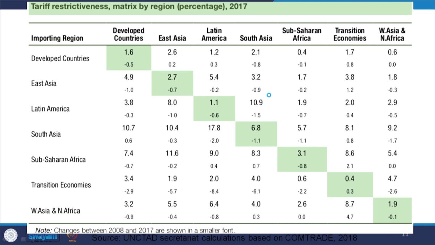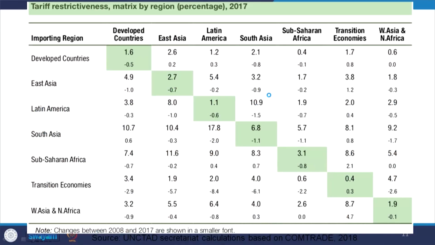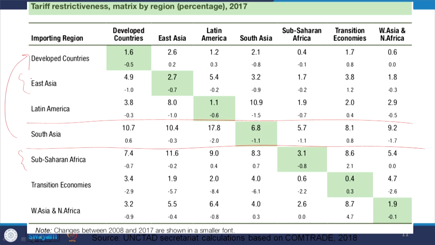Now, looking at tariff restrictiveness in a matrix by region, we have already understood from the previous figure that South Asian and East Asian countries usually have higher tariff rates as compared to other nations. Now, let us observe with two lines of comparison. This is one. In this we can also compare with developed countries as well.